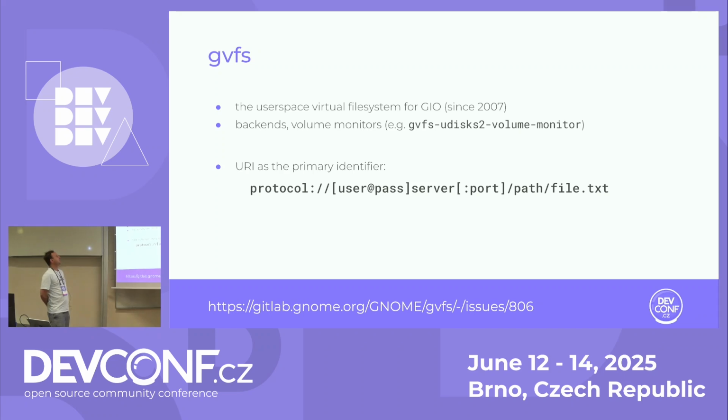GVFS uses URI as a primary identifier, very similar to URL. We also have an HTTP backend, which just consumes whatever you pass to it. So protocol part, optional authentication, host name, and path to the resource. You can basically identify almost anything.